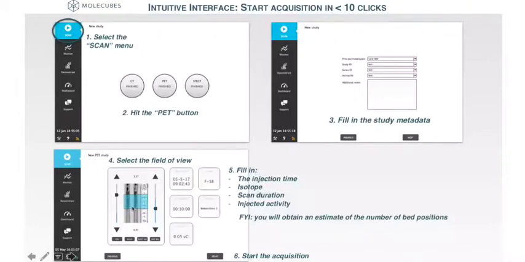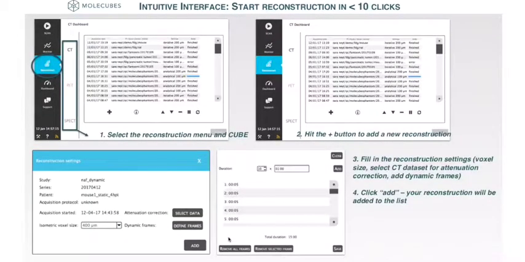So for PET, for example, you select the field of view. You can do this based on the numbers indicated on the bed cover or based on a quick scout scan that was done on the X-Cube. Then you can fill in the injection time, the isotope, the scan duration, and also the injected activity. Then you will have an estimate of the number of bed positions, and then you just hit the start button and your acquisition will start.